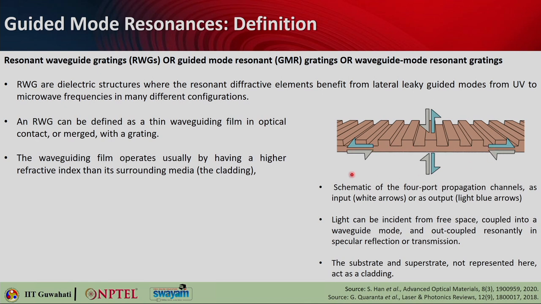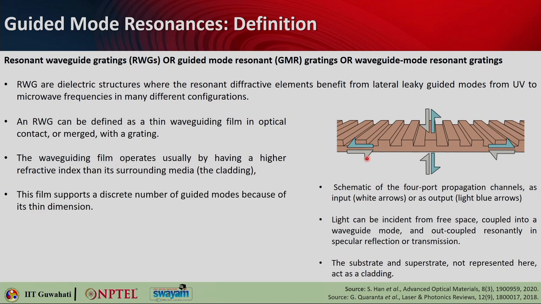This particular one shows the grating, and then there is the waveguide below it. This figure shows a 4-port configuration. So 1, 2, 3, 4, there are 4 ports, and the white arrows are the inputs and the blue ones are the outputs. Light is considered to be incident from free space, which is coupled into a waveguide mode, and then that can outcouple resonantly in a specular reflection or transmission, and that is how it works. Here the substrate and superstrate are not shown, but they act as a cladding.